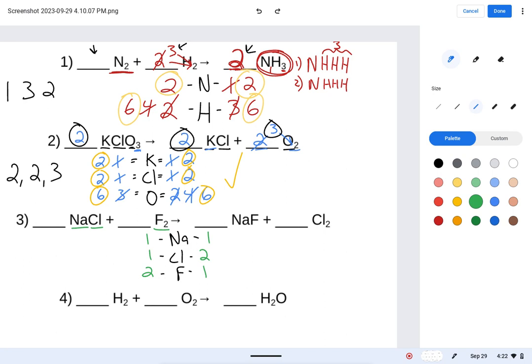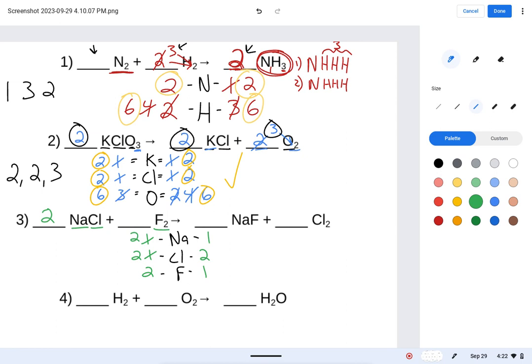So sodium, we're good. Chlorine, we're not. And fluorine, we're not. So let's come over here. We'll add a 2 to sodium chloride. So that's going to change the number of sodium. It's going to change the number of chlorine. And now we reassess what's even. Oh, our sodium is now off.